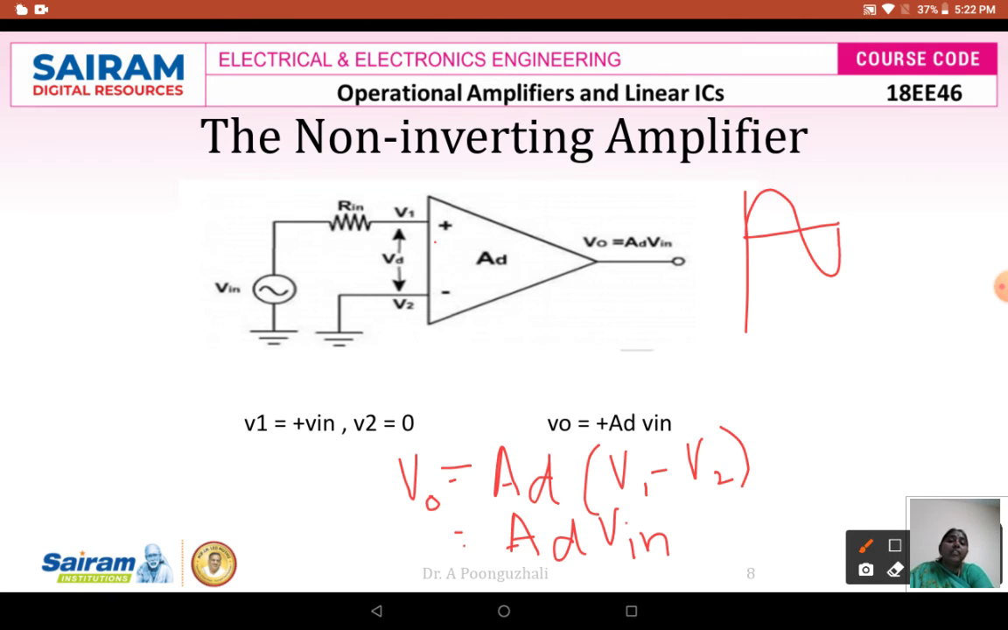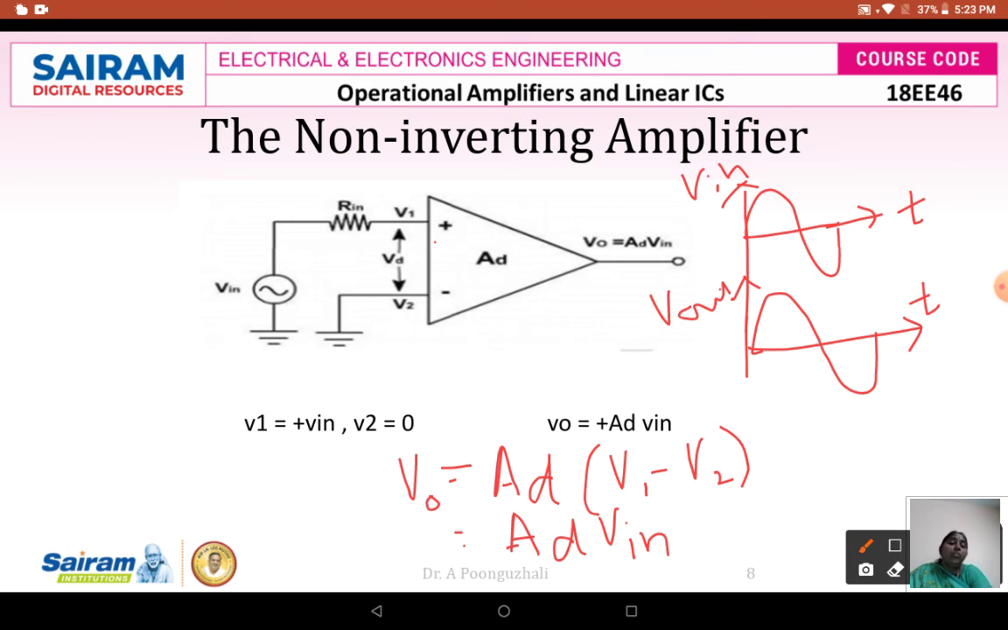If I am going to give a sine waveform, this is your time period. This is going to be your V in voltage. My output waveform is going to be just the same as the input waveform. Only the amplitude will be varying there. So this waveform is going to be your output. This is your time period there. So here we say that in a non-inverting amplifier my output is going to be just amplified by your operational amplifier. I am going to get the output. There is going to be no phase inversion there. So this is about your non-inverting amplifier.